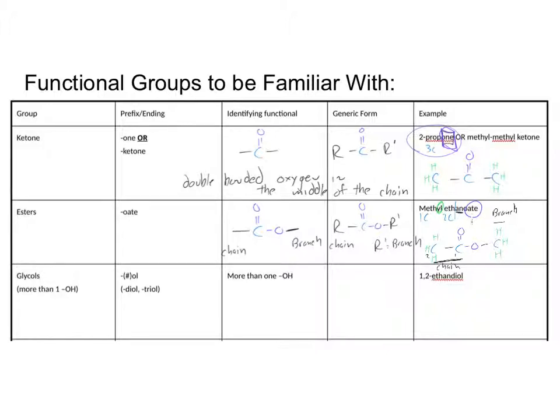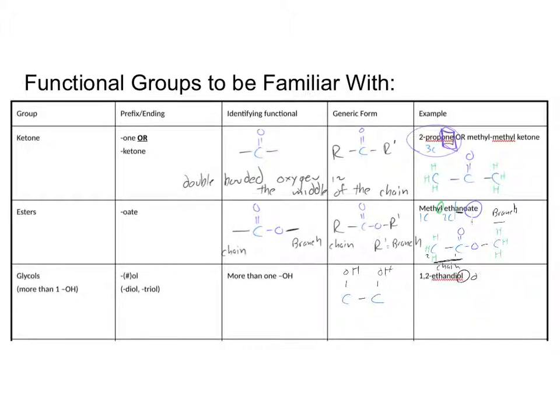Glycols are pretty simple. All glycols are alcohols, but they have more than one alcohol group attached to them. So there's usually a number prefix associated with the OL. So diol would be 2 alcohol groups. Triol would be 3 OH or alcohol groups. If I was to draw a generic format for that, I would have OH and OH. Oh wait, that's actually what I was supposed to draw over here. Well, how convenient. Let's talk about it.